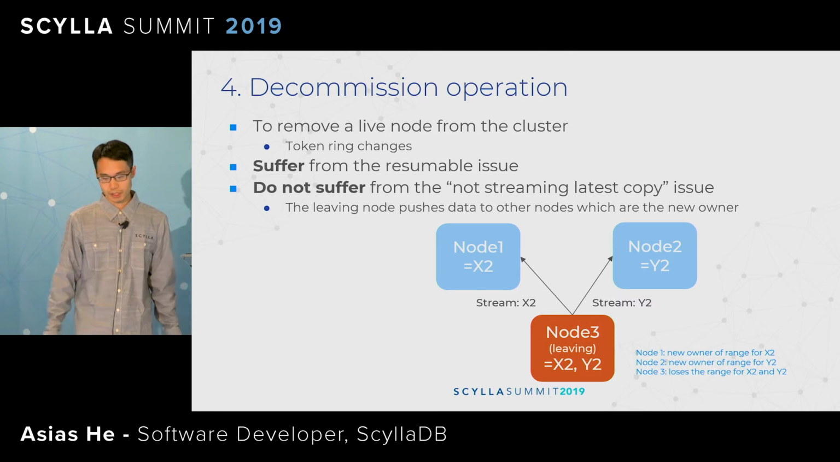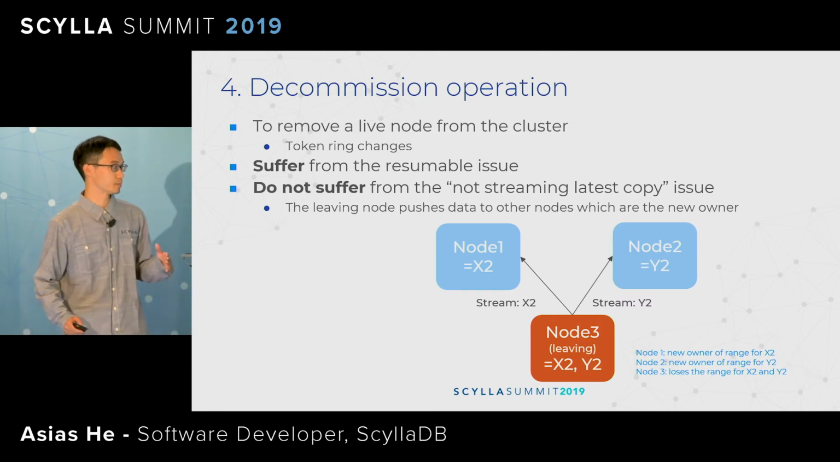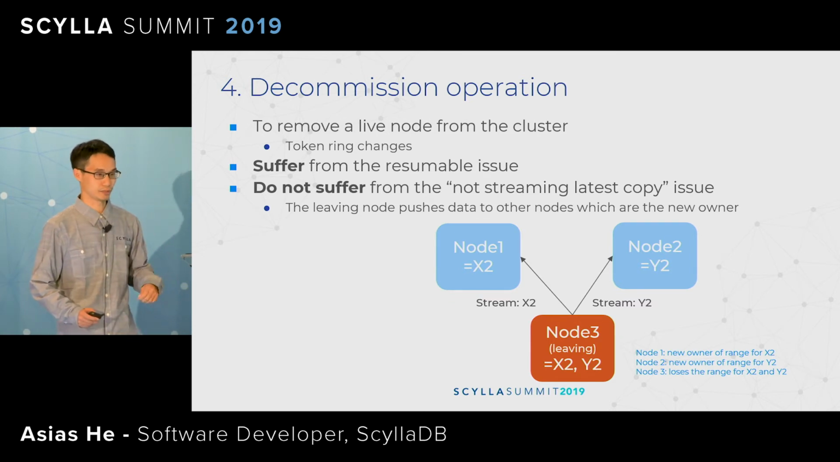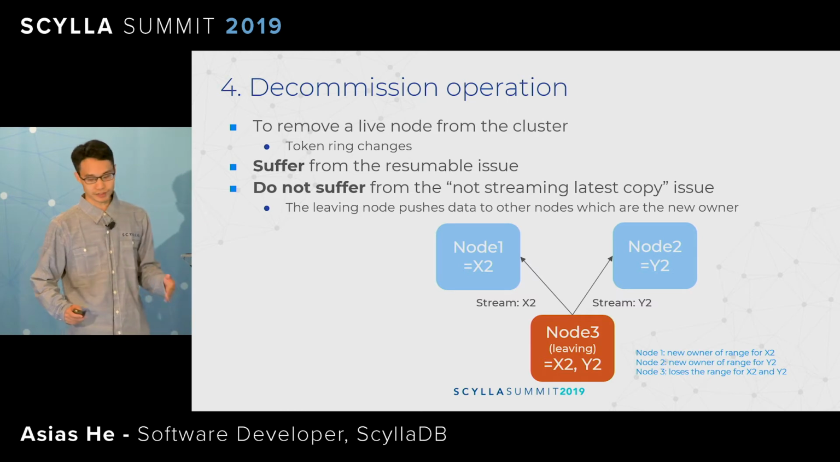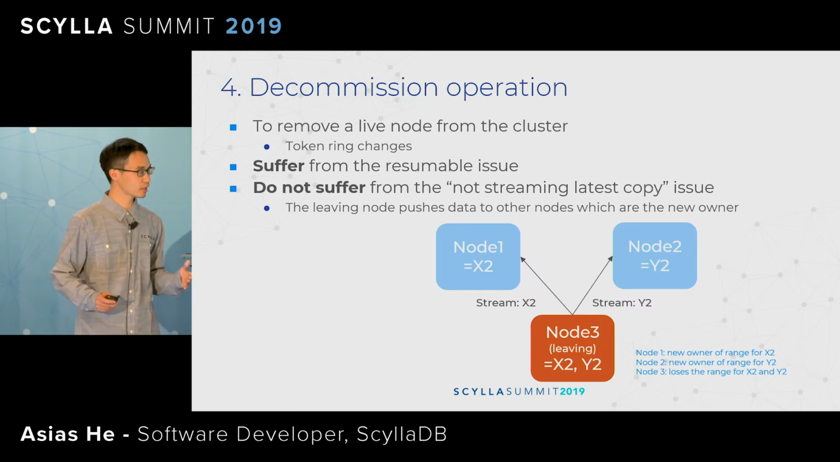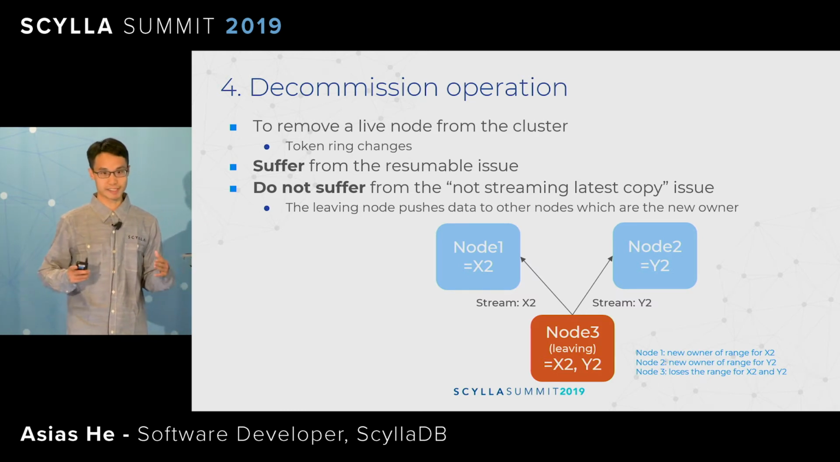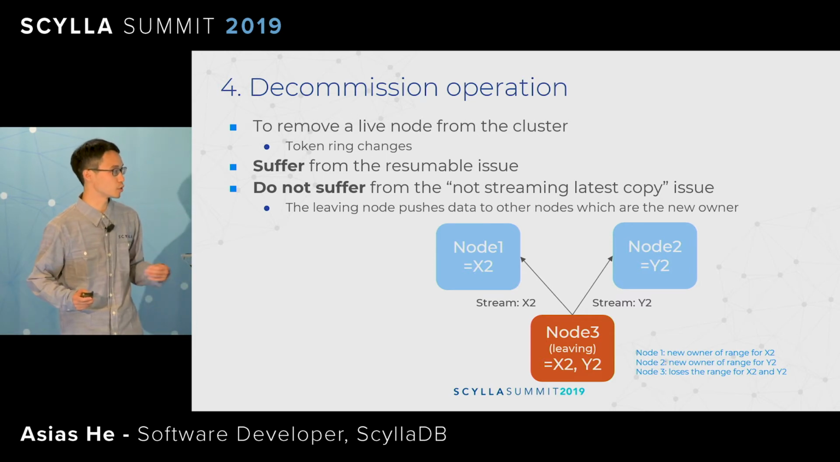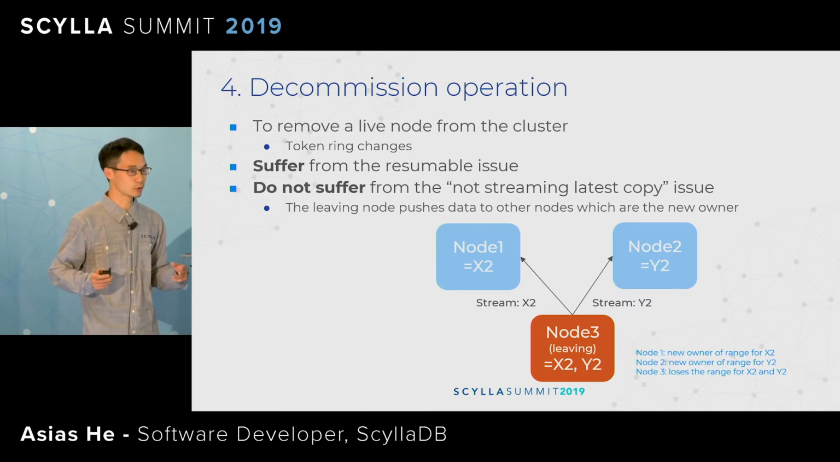Decommission is similar, but when you have a live node you want to remove, you use decommission instead of remove node. It suffers from the resumable issue, but it does not suffer from the latest copy issue. That is because the leaving node will push the data to the existing nodes. Here the diagram shows this. Node 3 is the leaving node. It pushes the data to node 1 and 2, which are the new owners of this range.